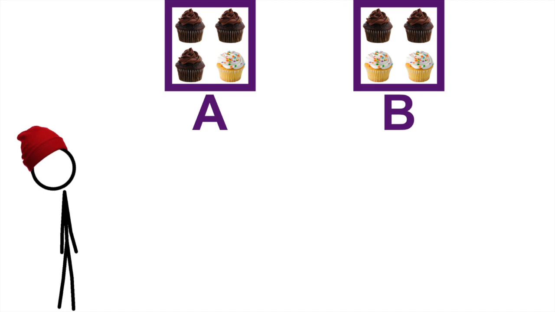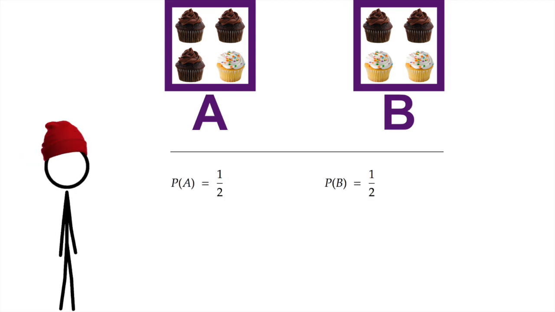We've got two boxes, A and B. A has 3 chocolate cupcakes plus 1 vanilla cupcake. B has 2 chocolate and 2 vanilla. So, first we choose a box at random. Well, that's just 50-50. Probability of choosing either box A or box B is 1/2. Okay. And then we take out a random cupcake from the chosen box. And it happens to be vanilla.